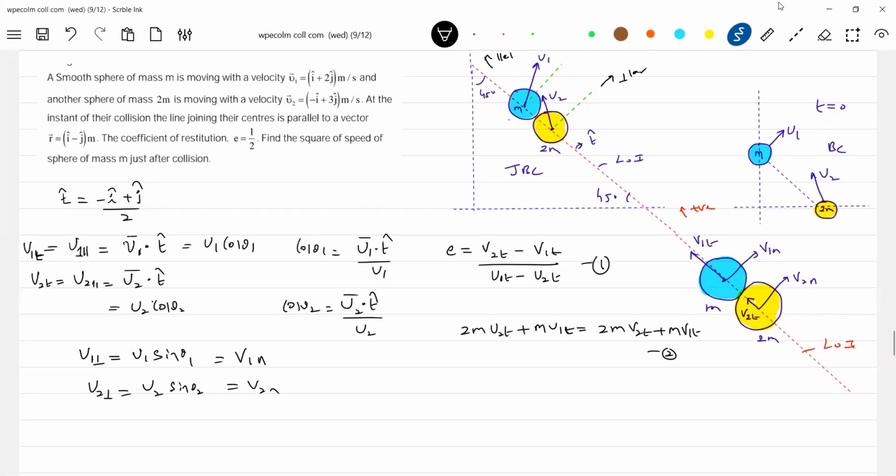Sir, t cap should be equal to minus I cap plus j cap by root 2, not 2. Root 2, yes sir. Okay, yeah, I forgot. Thank you. This is what I defined. Yes, I made changes. Okay, some vector form. So do remember the dot product also. If they directly give velocities in I cap, J cap, you can define coordinate axes and you can define the line of impact and work out the problem.